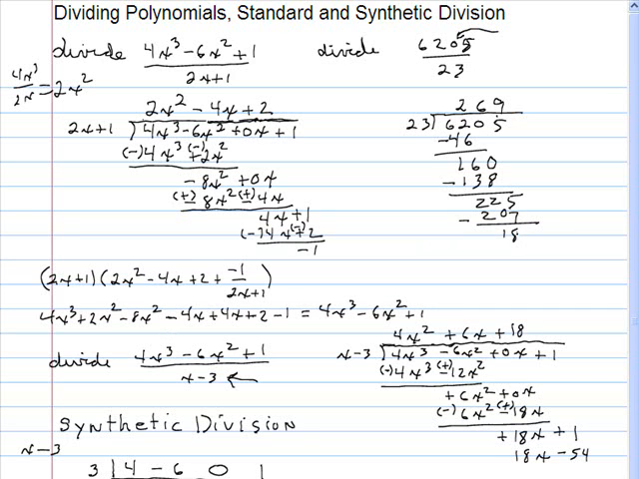Final answer over here. Since the 18 is smaller than the 23, we're ready to write our remainder: plus 18 over 23, which we write as the mixed number 269 and 18/23. But remember, there's a little plus sign right here that we're not showing. So over here we say plus -1 over 2x plus 1.